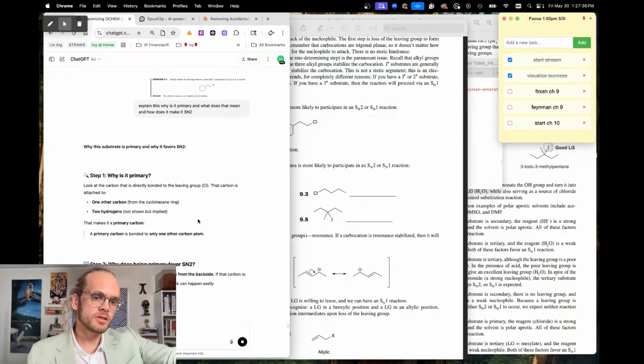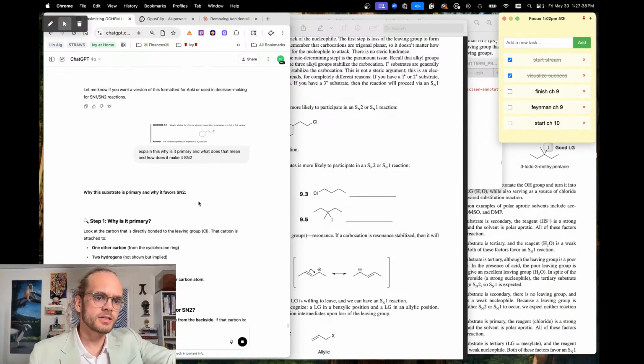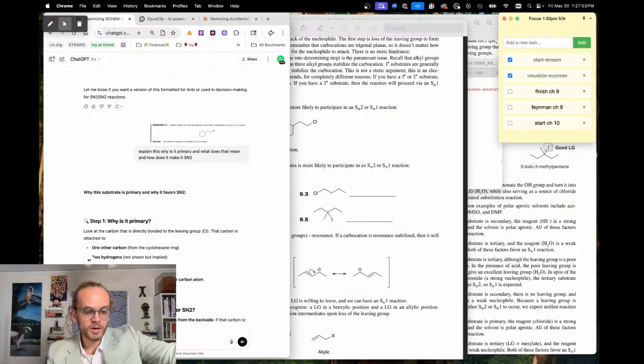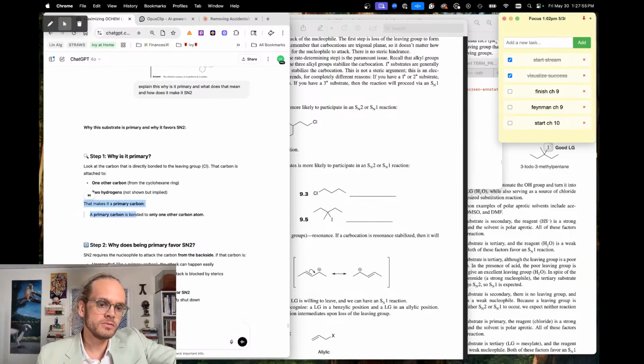The leaving group is chloride. The carbon that is attached to one other carbon from the cyclohexane ring and 2 hydrogens, they're implied. That makes it a primary carbon. Primary carbon is bonded to only one other carbon atom. Okay. Why does primary favor SN2?